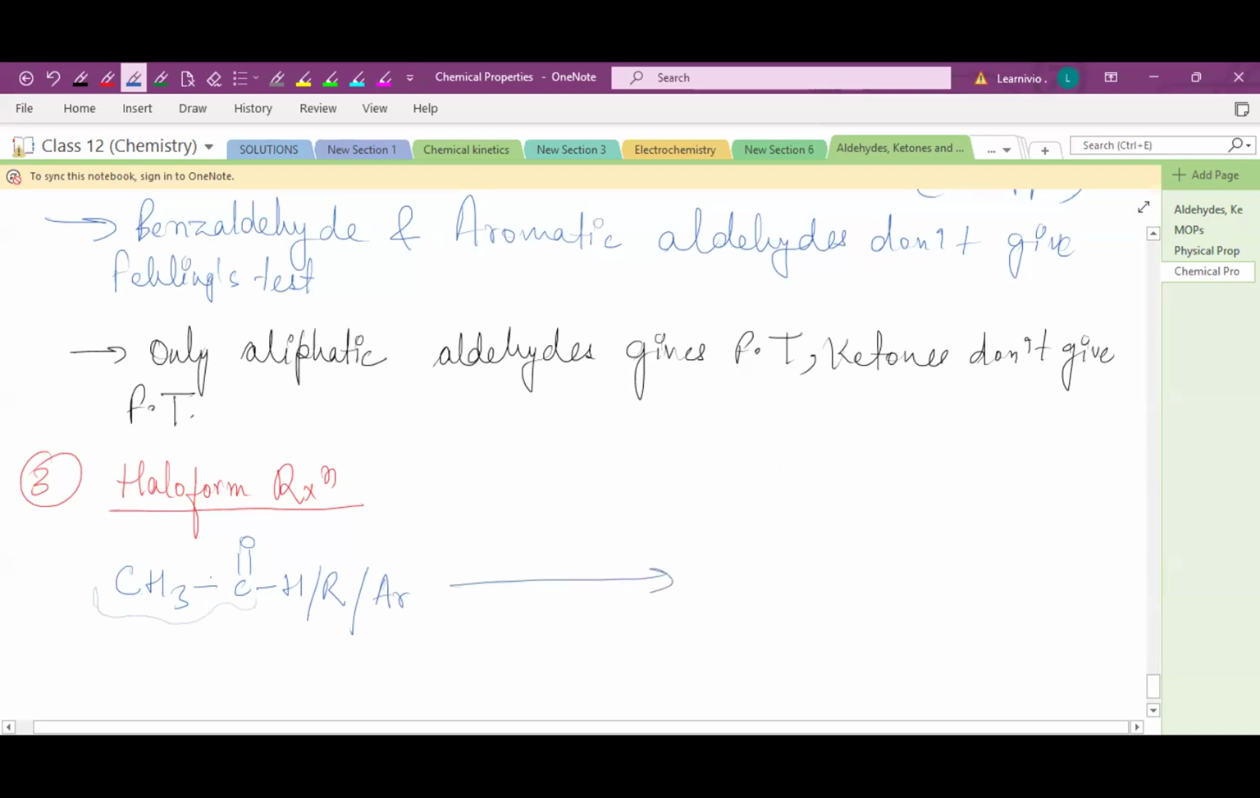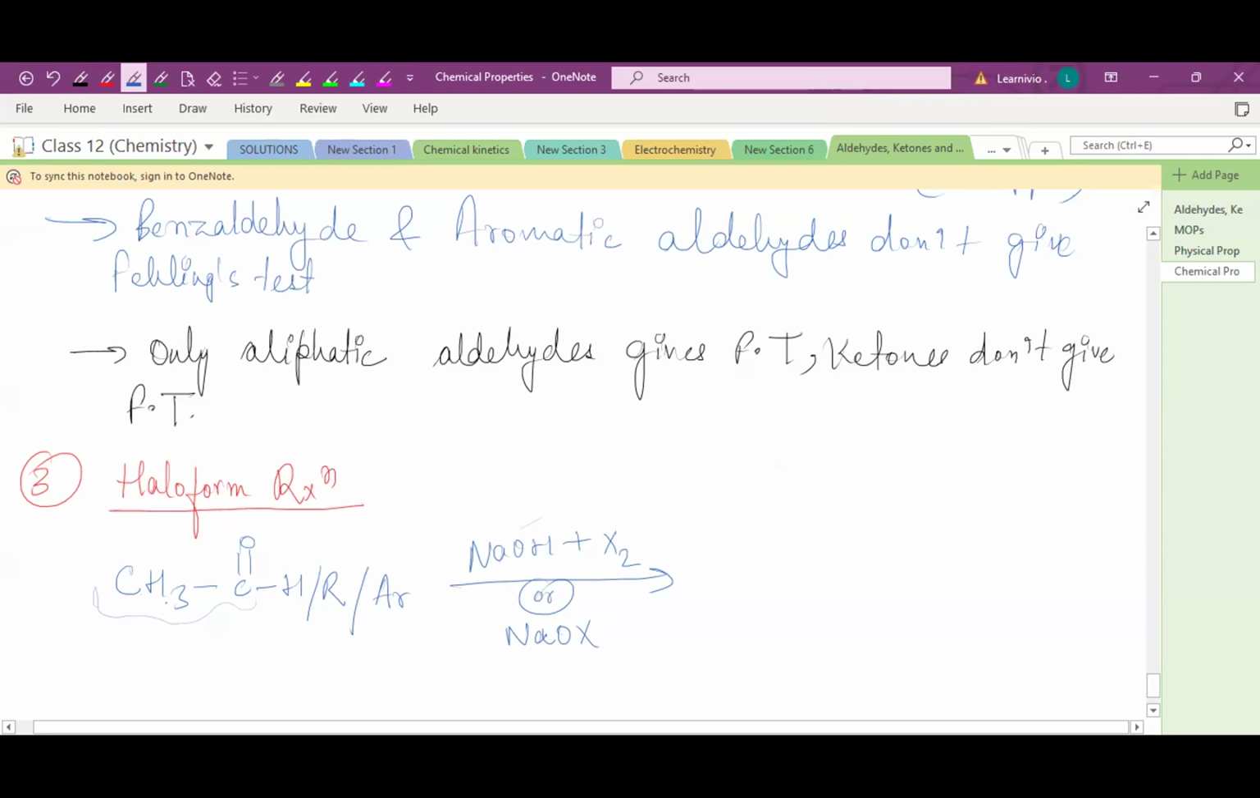Now, what is the reagent we use in this haloform reaction? We use sodium hydroxide plus X2, your halogen. When you react sodium hydroxide with X2, it gives NaOX. So you can directly write NaOX, such as NaOI, NaOCl, NaOBr, or you can use sodium hydroxide plus X2.